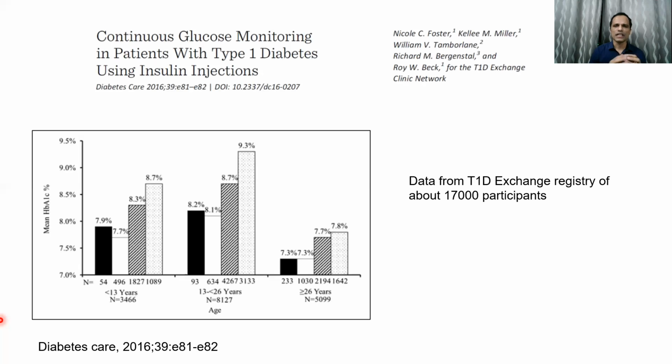This is the data from the Type 1 Diabetes Exchange Registry of about 17,000 participants, where it was clearly shown that those people who use CGM, either along with the basal bolus therapy, as shown in the black boxes here, or with insulin pump, as shown in the white boxes, typically across all the age groups, have better HbA1cs as compared to those who don't use CGM. Remember that largely, even here, the sustained use is what is more important.